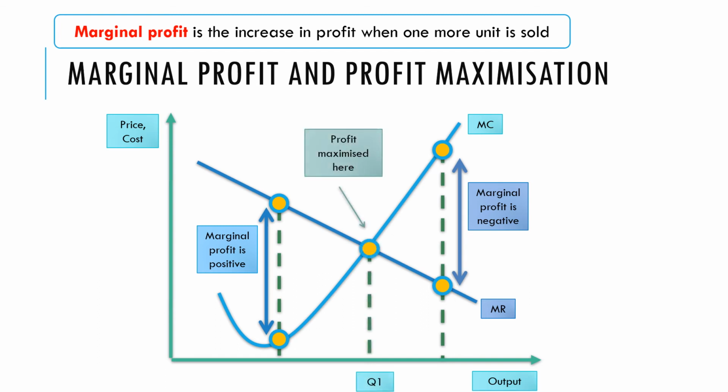So profit is maximized where we produce the quantity Q1. If we produce up to the point where marginal revenue equals marginal cost, then we can be sure that as a business we're making the biggest amount of profit.